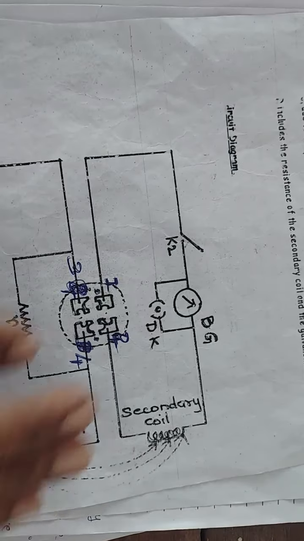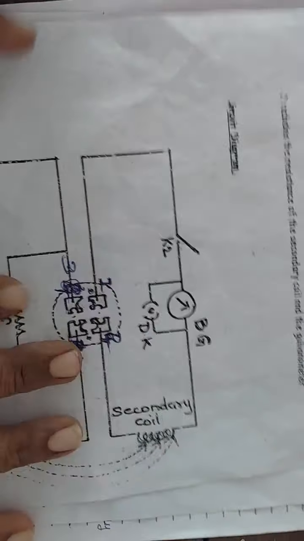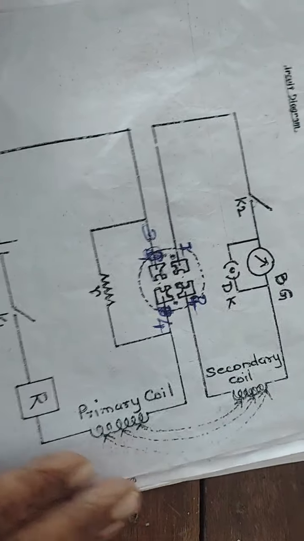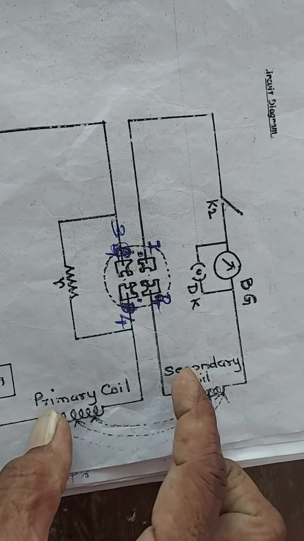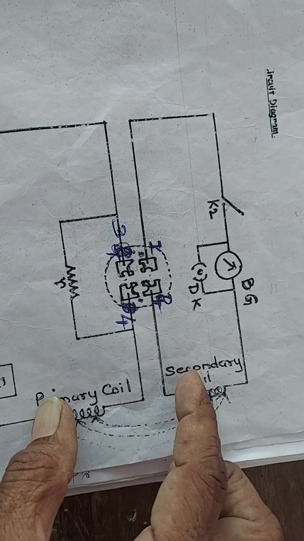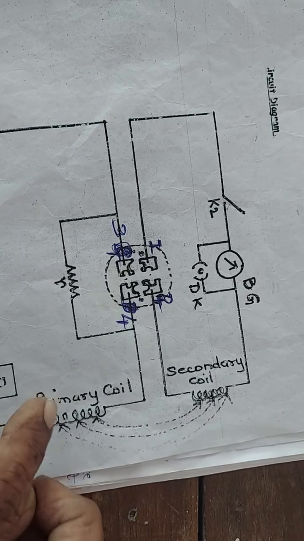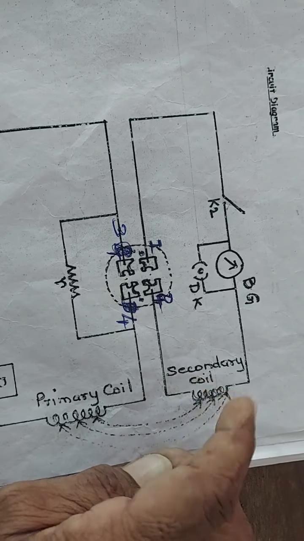Okay, I will show you the circuit diagram first of all. This is the circuit diagram for mutual inductance M by ballistic galvanometer. You can see here, I will explain. This is the transformer. As you know, a transformer has two coils. This is the primary coil of the transformer. This is the secondary coil of the transformer.